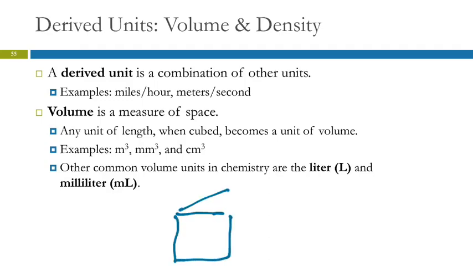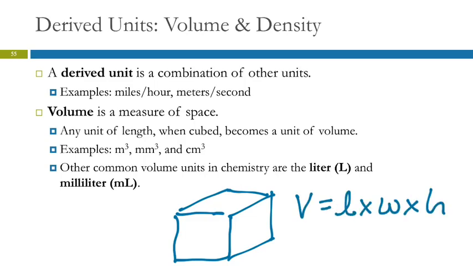And that comes from geometry, where if you have a cube, how do you find the volume of the cube? Well, the volume of the cube is equal to the length times the width times the height. If you measure each of those in centimeters, then the unit of volume ends up being centimeters cubed, right? So a unit of length cubed is a unit of volume. That's a derived unit because it's derived from units of length.